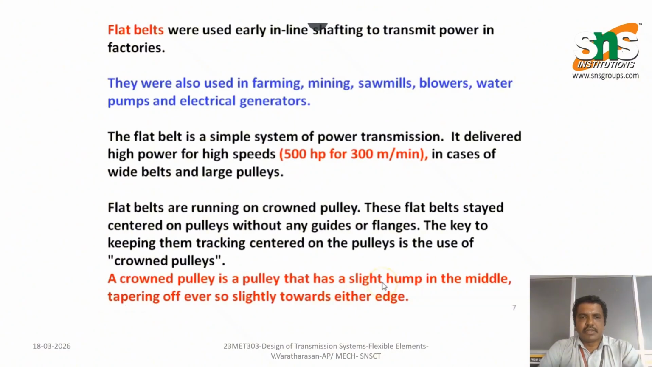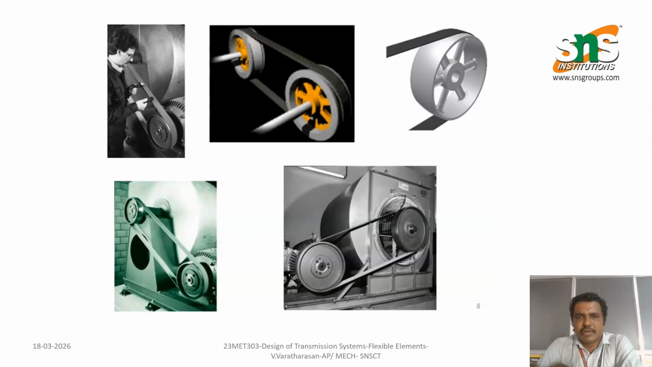Flat belts run on crowned pulleys. These flat belts stay in the center of the pulleys without any guides or flanges. The key to keeping them tracking centered on the pulleys is to use two crowned pulleys. A crowned pulley is a pulley that has a slight hump in the middle, tapering off ever so slightly towards either edge. These are the different types of flat belts, and the diagram is shown in the figure.